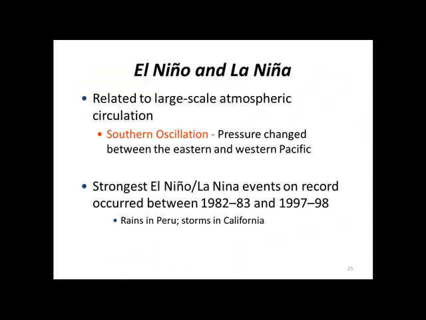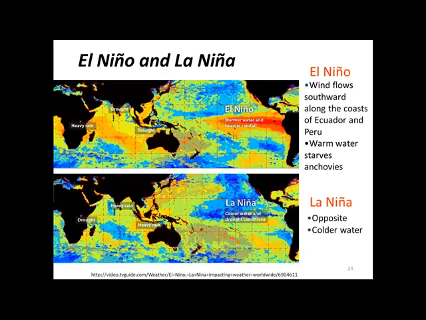Basically, this is all related to the large-scale atmospheric circulation. The Southern Oscillation is the changing in the pressure between the Eastern and the Western Pacific. They also think there might be a North Atlantic Oscillation, but it hasn't quite been studied as much yet. So if you go back to this last slide, it's that change in pressure from the East Pacific and the West Pacific. You can see it a lot here, the change in temperature on the East and the West.